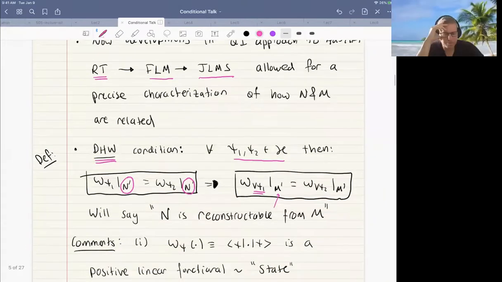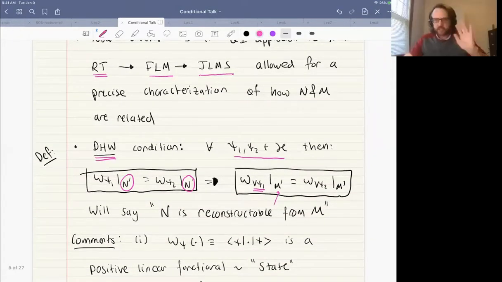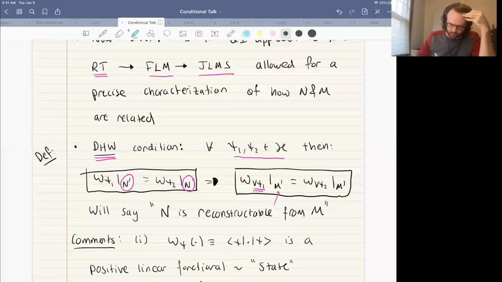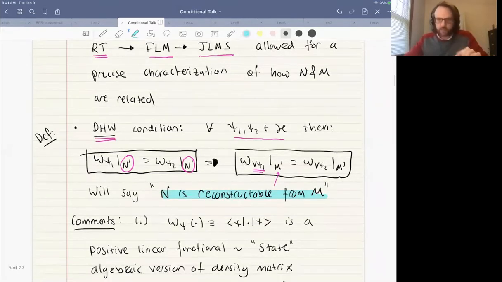Okay, so this is a condition, so it's not automatically true. It's just a condition that I'm going to impose on this V, and I'll give it a name. I'm going to say that this implies that N is reconstructible from M, and we'll see in a little bit why I'm using that language. Okay, but N is reconstructible from M. Okay, so let me unpackage it a little bit.